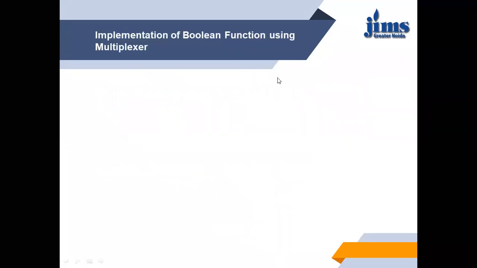The implementation of a Boolean function using a multiplexer is a question of 5 marks that will be there in your sessional exam as well as in your main term exam.